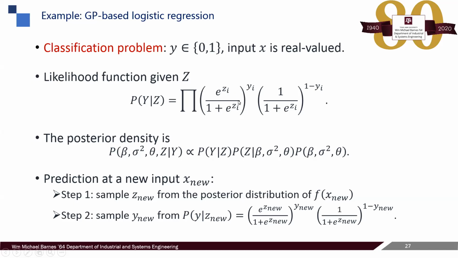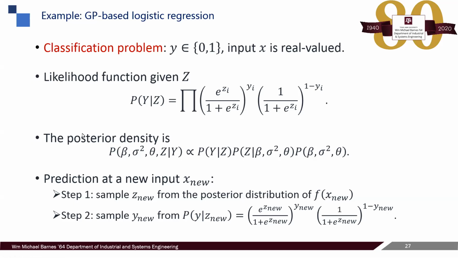Basically, this one is the probability. And this one, you can see is 1 minus the first one, right? The summation of these two is 1. That means the total probability is 1. So this one is the probability of y taking the value 1. And this one is the probability of y taking the value 0. So you just multiply all of them, you get the likelihood function.